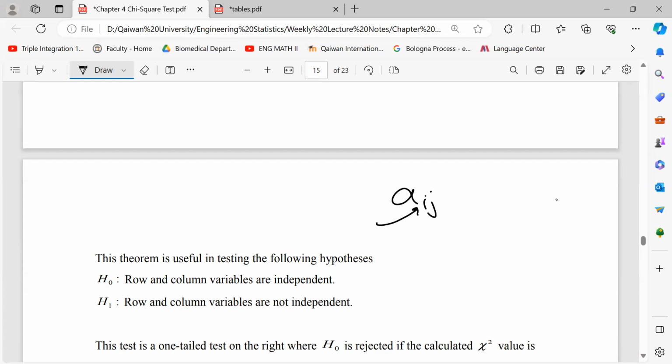I represents the rows. J represents the columns. When we say A32, it means row 3, column 2. Here, when we say n 2 dot, it means row 2. But if we say n dot 2, it is column 2.